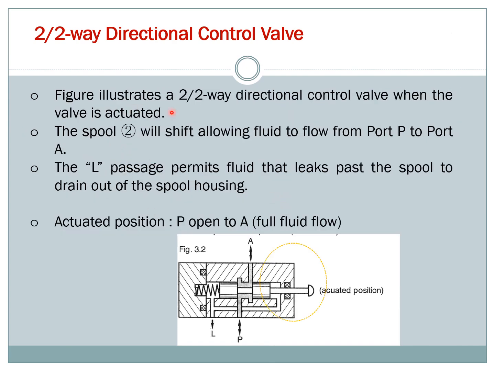So then you can see this is an actuated position, meaning you are pressing this button. So you can see spool 2 was shifted, allowing fluid to flow from port P. So you can see port P and port A are connected. So P is open to A, meaning there is full fluid flow. Okay, so that is an actuated position in a 2/2 direction control valve. So it's a simpler direction control valve.